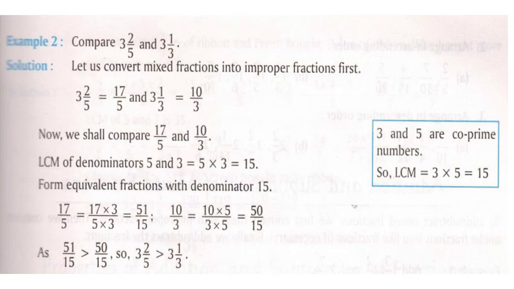One more example of mixed fraction. Compare 3 whole 2 by 5 and 3 whole 1 by 3. So what we will do? First we will change them to improper fractions. How to change? 3 into 5 is 15. 15 plus 2 is 17. So 3 whole 2 by 5 will be 17 by 5, and 3 threes are 9 plus 1 is 10 by 3. Fine. So your new fractions are 17 by 5 and 10 by 3.